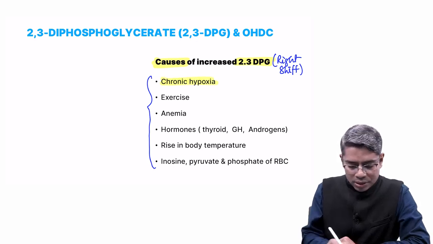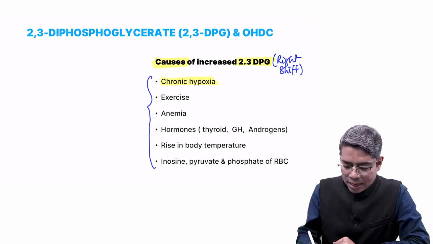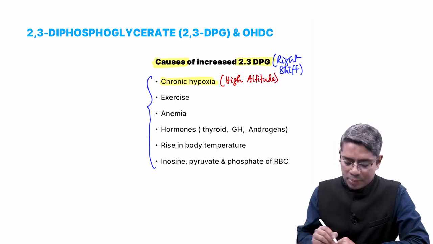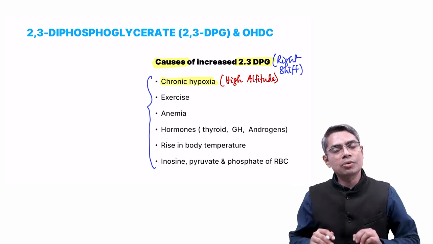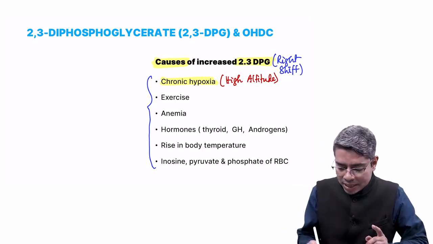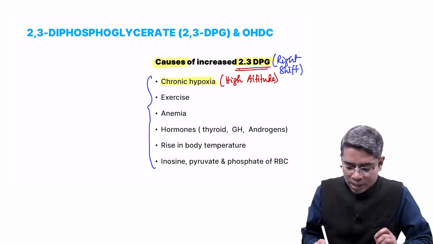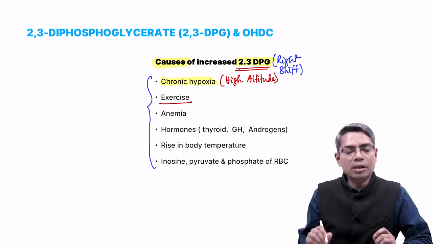So chronic hypoxia, the typical example is if you are ascending into a high altitude condition, the chronic low grade hypoxia will be there. So in high altitude, what shift is going to happen? Right shift is going to happen because of increased 2,3-DPG production. During exercise also there is increased production of 2,3-DPG.